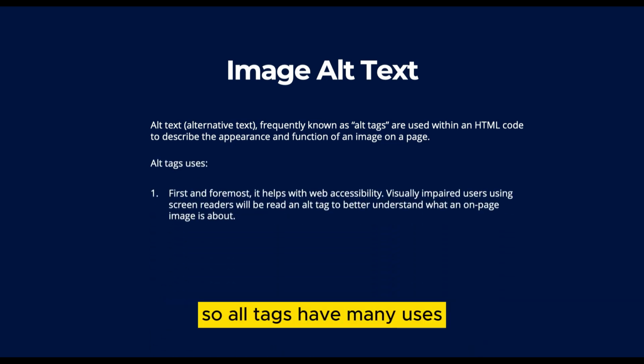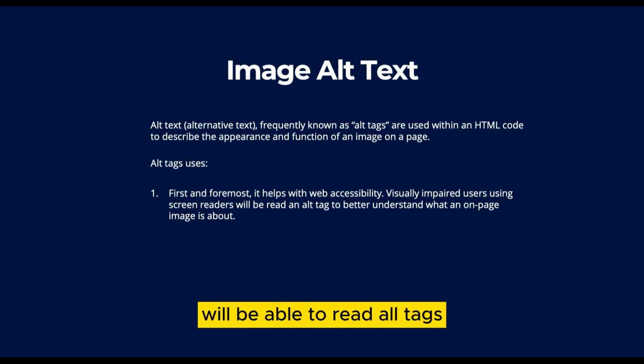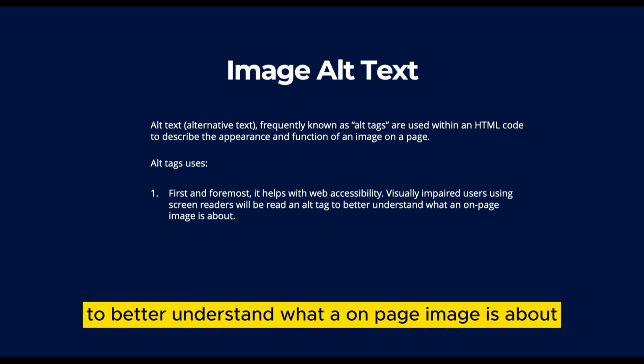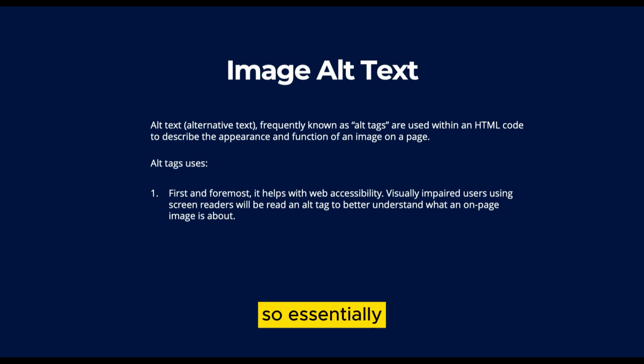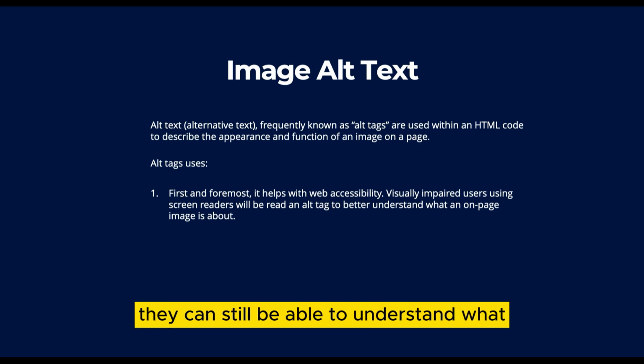So alt tags have many uses. The first and foremost is it helps with web accessibility. So visually impaired users using screen readers will be able to read the alt tag to better understand what an on-page image is about. So essentially what that means is if someone is visually impaired, they can still be able to understand what your image is about without actually seeing it.